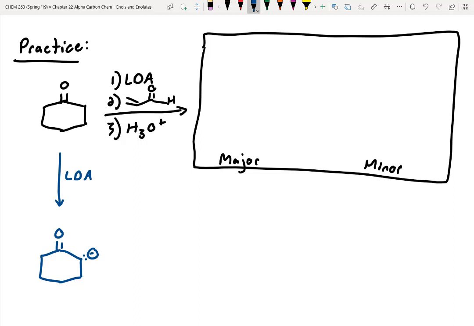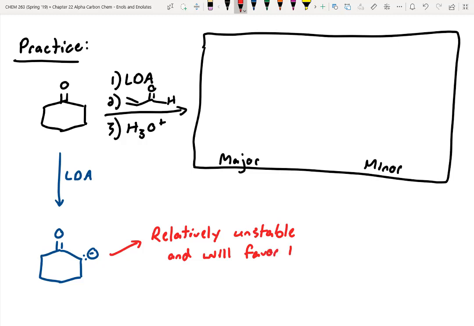All right, so now the question is, is this a resonance stabilized or highly resonance stabilized enolate, or is it just kind of eh? It's kind of eh. So this is relatively unstable. Will this do conjugate addition or regular addition to the carbonyl carbon? Isolated. It'll attack the carbonyl carbon, so it's relatively unstable and will favor 1,2 addition.